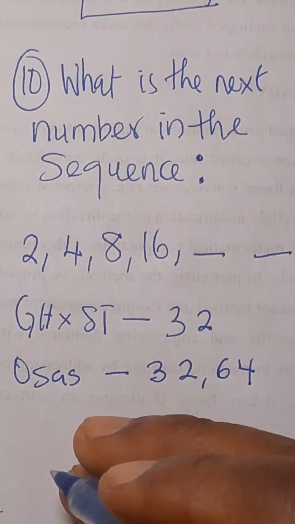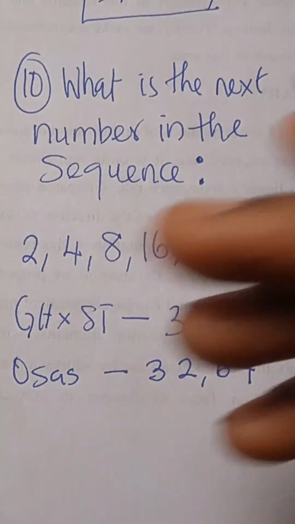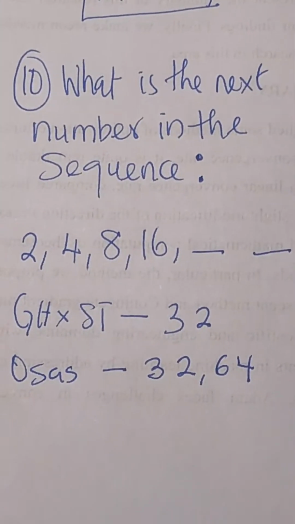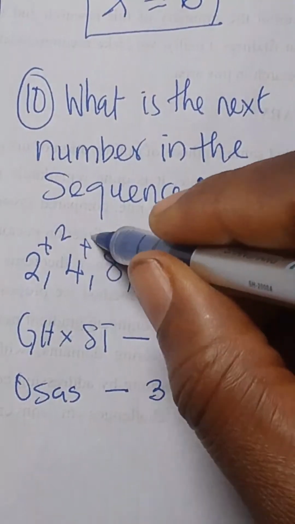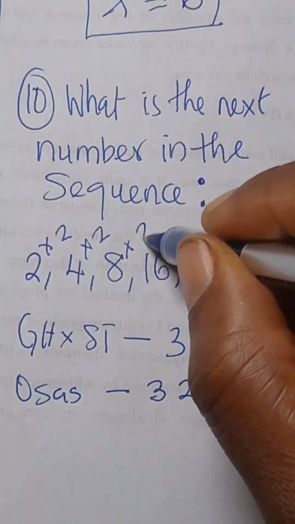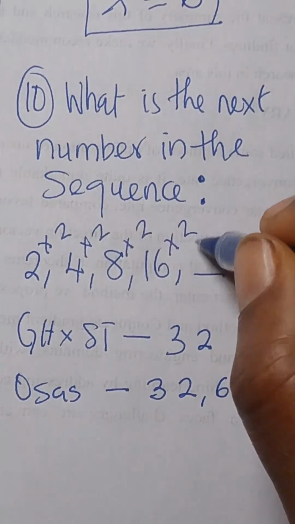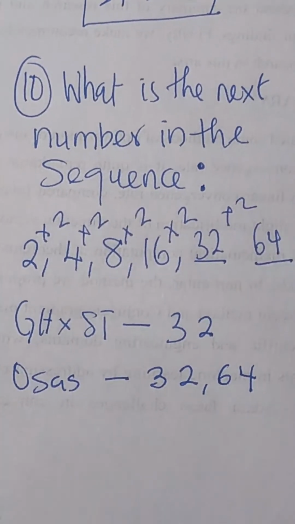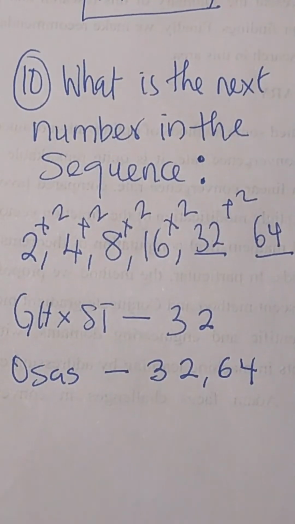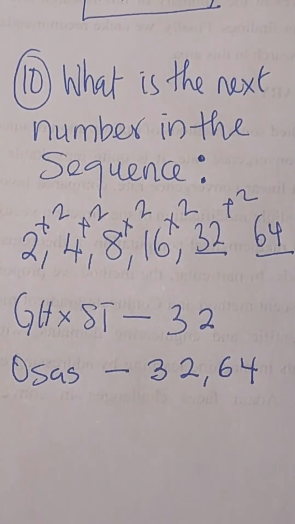All right. So let me solve. This is easy. Like I said, we don't need to really waste our space and time. 2 times 2 is 4. 4 times 2 is 8. 8 times 2 is 16. 16 times 2 is 32. And 32 times 2 is 64. So you are correct.